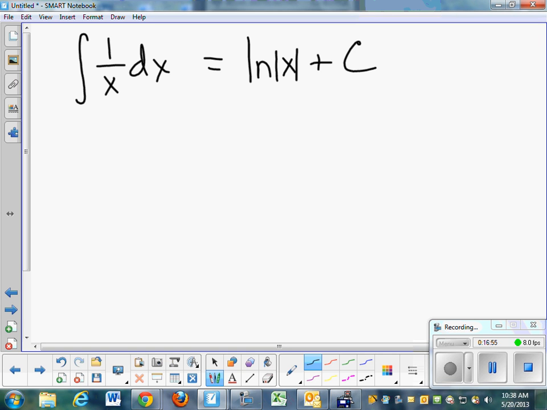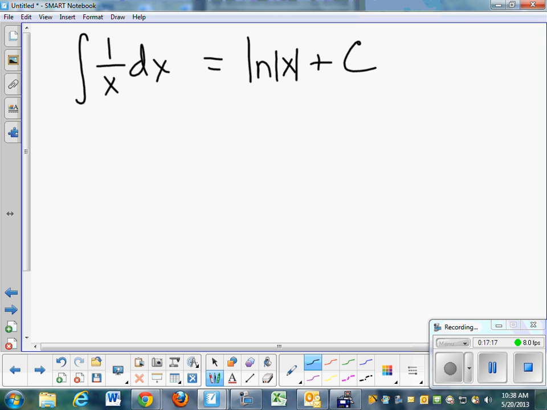And we say it's absolute value because you can't take the natural logarithm of negative numbers. And so if you take the antiderivative of 1 over x dx, you get natural log of x plus c. Now, the reason why I bring this up is this should really kind of fill the gap for you guys.